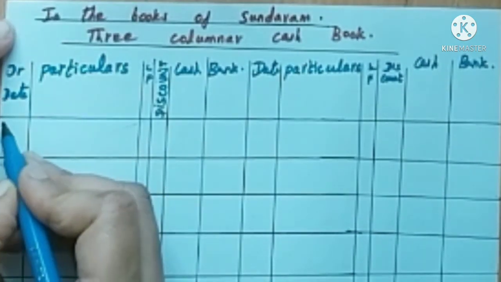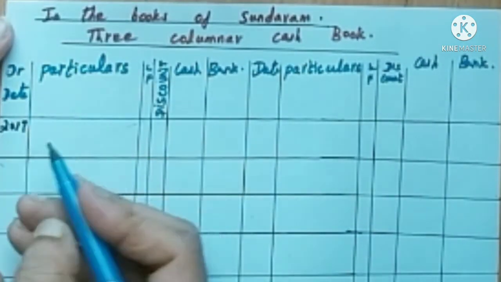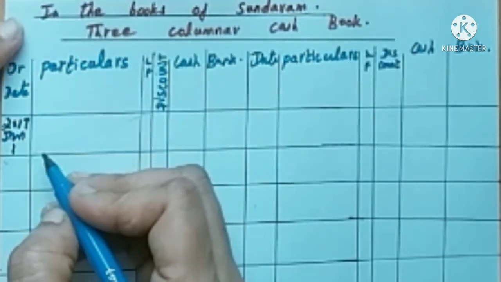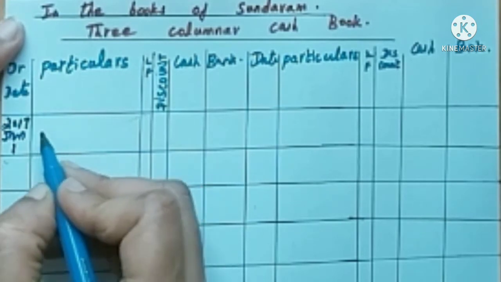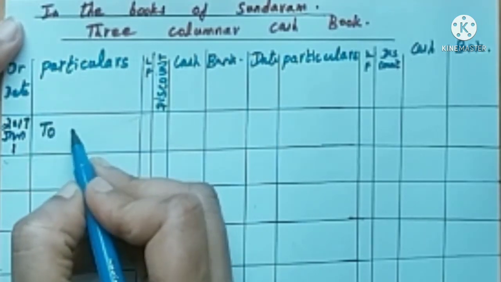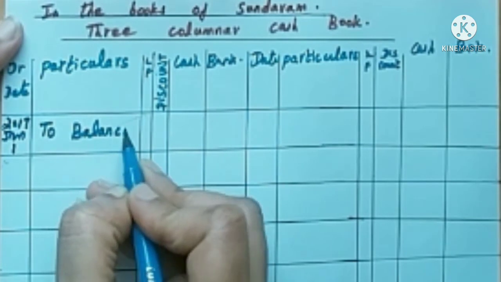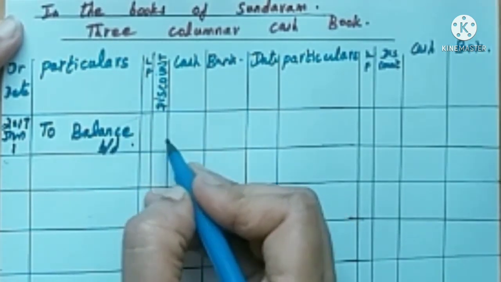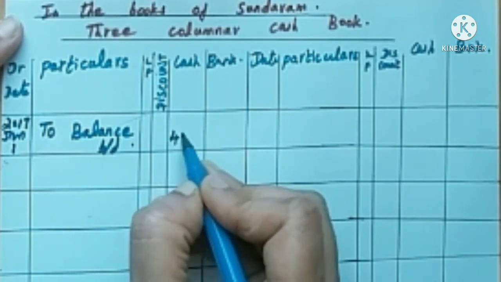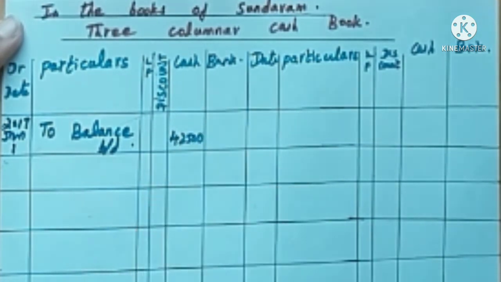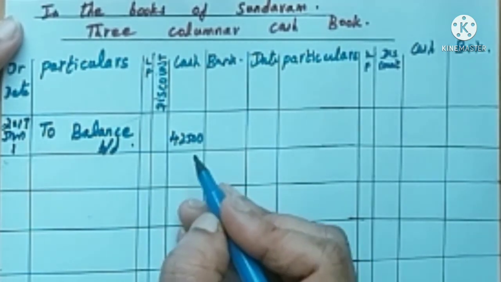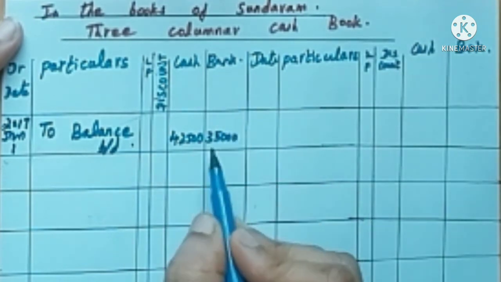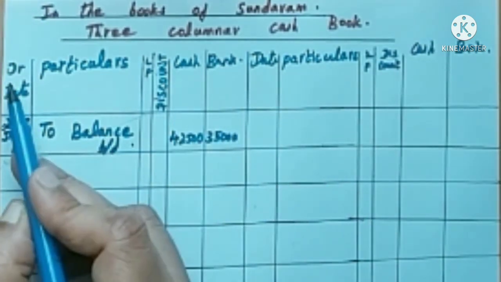Date of the transaction is 2017 January 1st. They have clearly said that the opening balance is, to balance brought down. Cash, they have said that balance in hand is 42,500. So it is cash 42,500. Then balance at bank is 35,000. So I am going to write in the bank column 35,000 on the debit side. Okay.